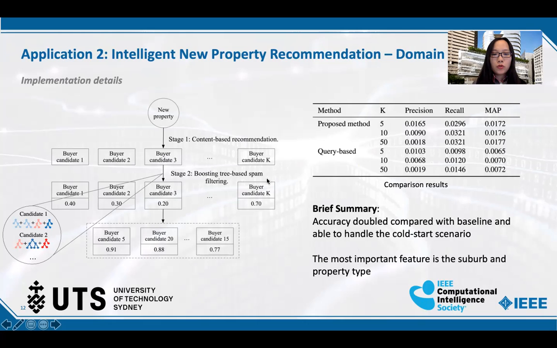And in the second stage, we use boosting tree-based spam filtering to fine-tune the model and avoid spamming the users when sending notifications. Our recommendation model can achieve doubled accuracy compared with Domain baselines, and is able to handle the cold start scenario. With this recommendation model, Domain is able to increase their daily visits of the recommended properties and also increase the inquiries of the recommended properties. And we find the most important features during this recommendation are the suburb and property type.